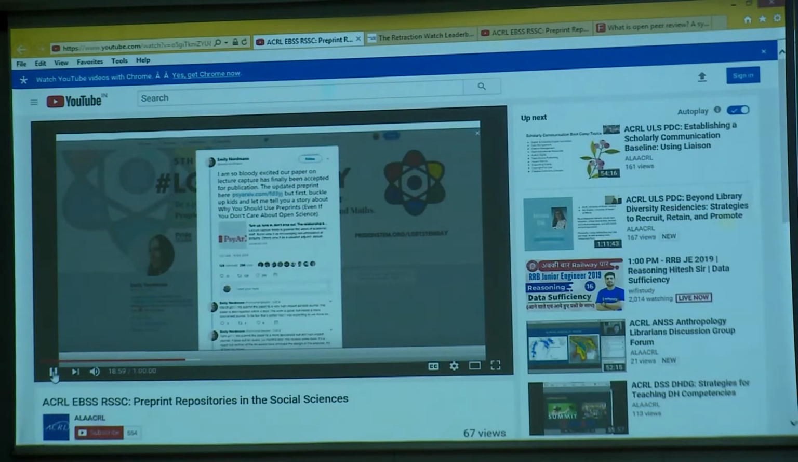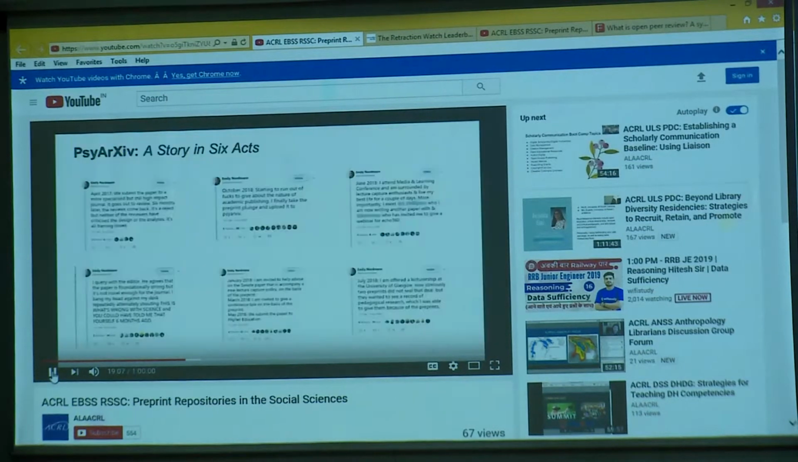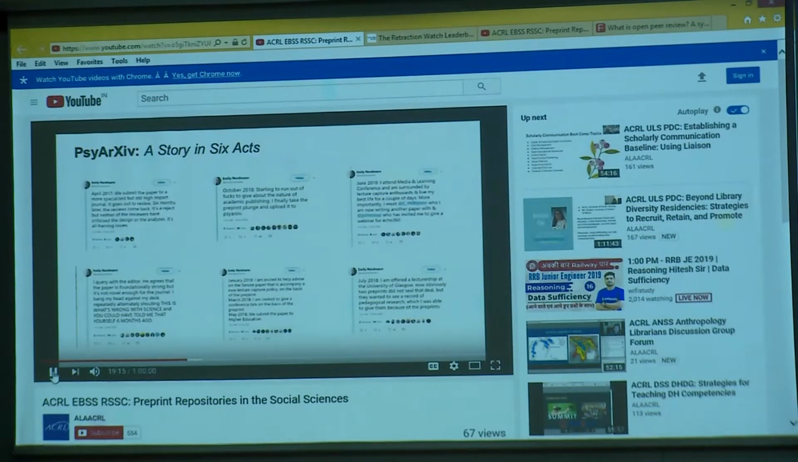Don't worry about reading this tiny text. I'll talk you through it a little bit, but I wanted to show her face because she's, I think, doing great stuff and provides us a really good example. So the gist of this great story in 6 acts is that in March of 2017, she finishes some research she's very proud of. She's an early career researcher.